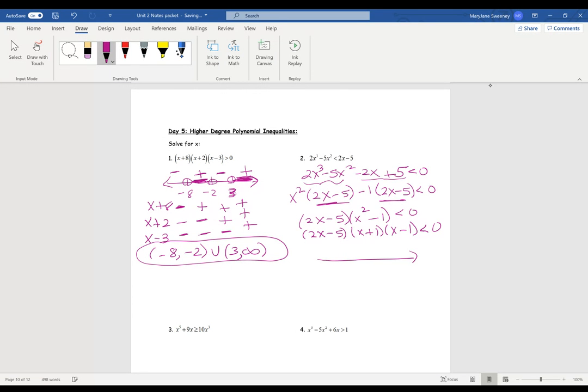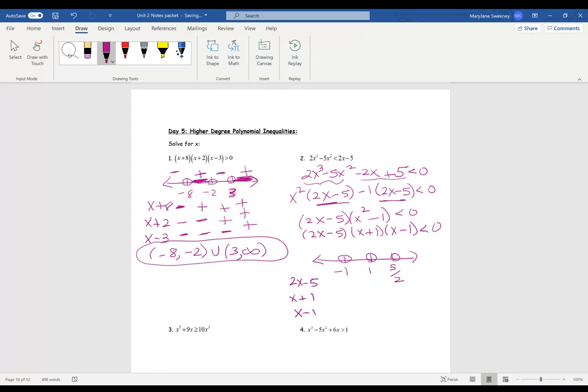Okay, so on my number line, let's see, I'd have a -1, a 1, and a 5 halves, right? If I set each of those factors equal to 0, one of them will give me -1, one of them will give me +1, the other one will give me 5 halves. It's less than 0, so again, not equal to, so I'm going to make those open. And then I'm going to put my factors down and partition.